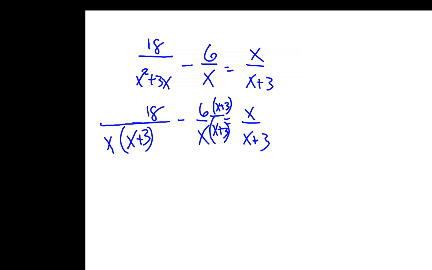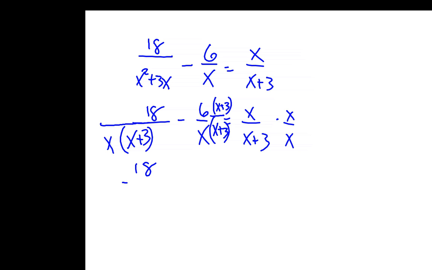Because what am I really multiplying by when I do that? 1. What am I going to multiply the last fraction by so that it has both of those factors in the denominator? X over x. Again, multiplying by 1. Now they will all have the same denominator, won't they? So this is the method of getting the common denominator.